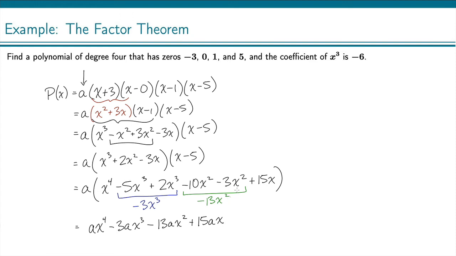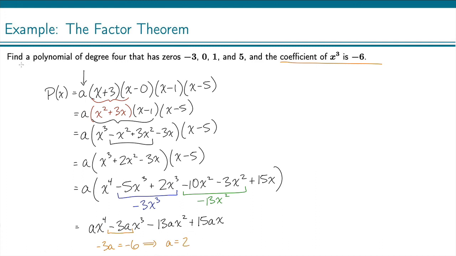And now I'm ready to use this information right here. The coefficient of x cubed is -6. Well, the coefficient of x cubed here is -3a. So I say -3a has to equal -6. And that tells me that a is 2.